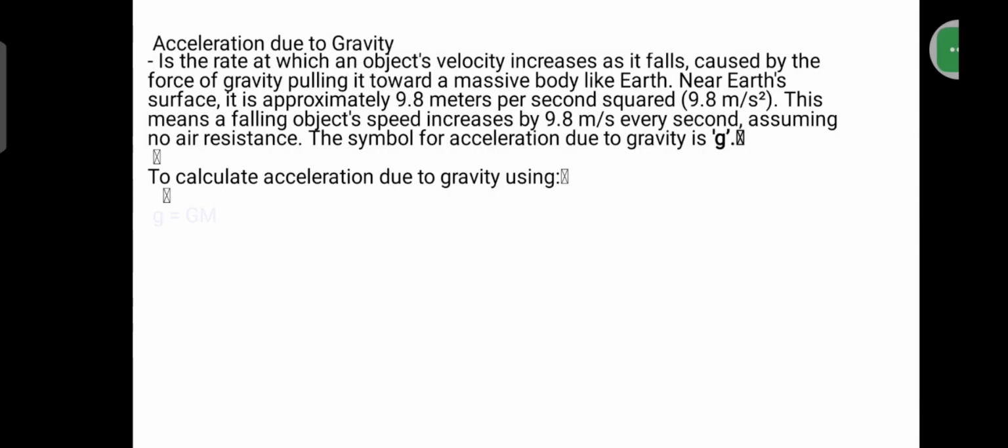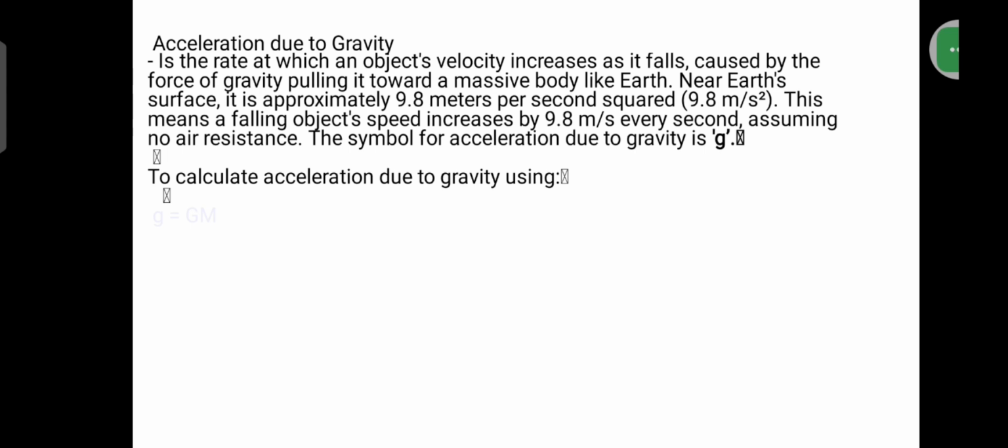Next is acceleration due to gravity. It is the rate at which an object's velocity increases as it falls, caused by the force of gravity pulling it toward a massive body like Earth. Near Earth's surface, it is approximately 9.8 meters per second squared. This means a falling object's speed increases by 9.8 meters per second every second, assuming no air resistance. The symbol of acceleration due to gravity is g.